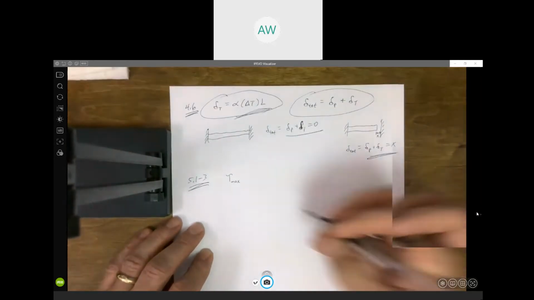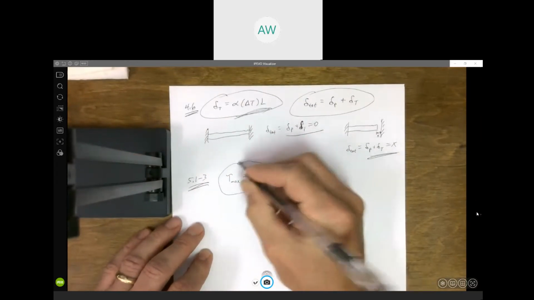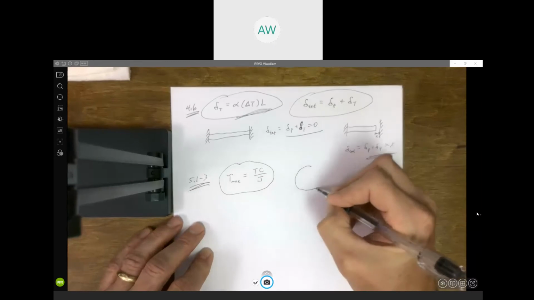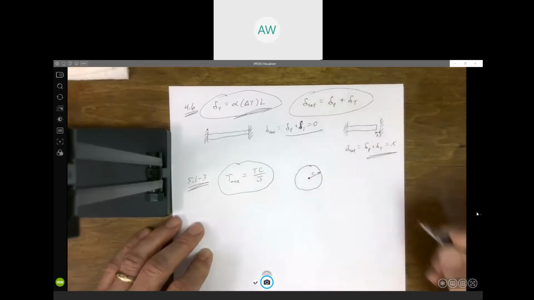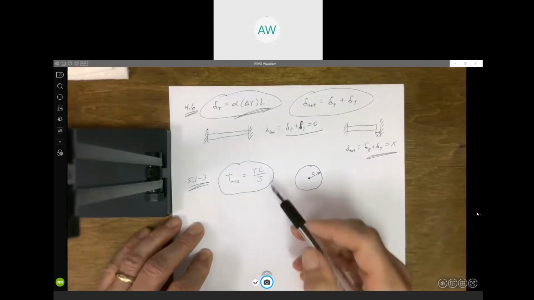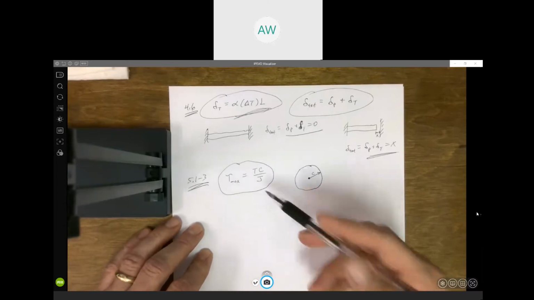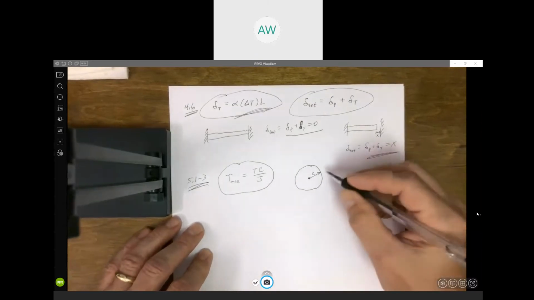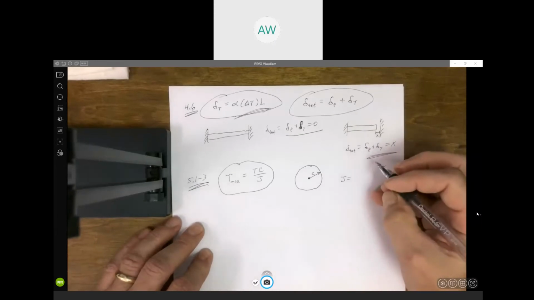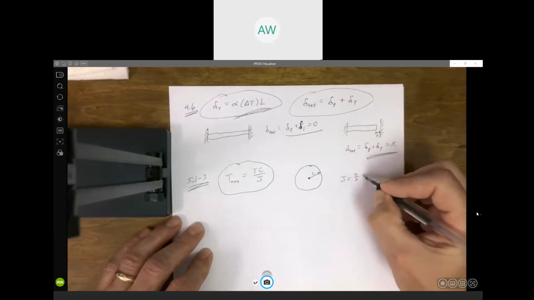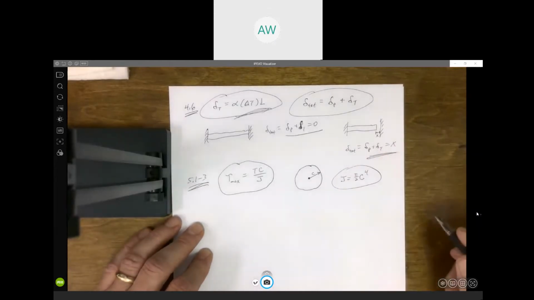Again, the maximum shear stress, TC over J. We're talking about a circular cross section where the outer radius is C. That's what the C in this formula is. J is the polar moment of inertia. And for a solid circular cross section like that, J is pi over 2 C to the 4th. Again, C is that outer radius.